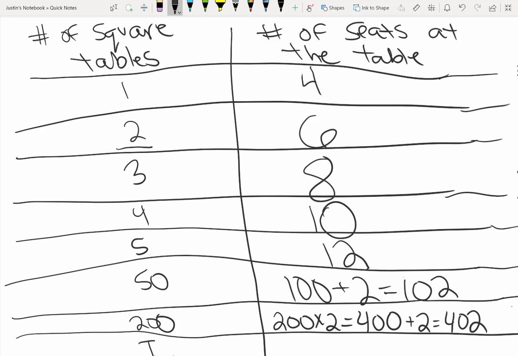Then it says t for the variable in the last one. So we give the expression for t for the number of seats. It'd be 2t, because you multiply it by 2, plus 2. And that's it, because it's multiplied by 2 and then add 2. So go ahead and finish filling that in. Give you all just a second.